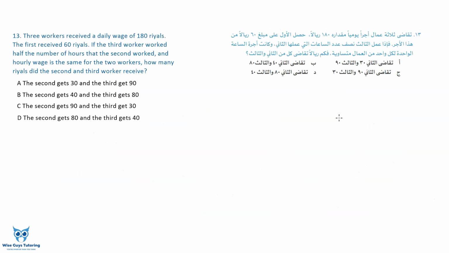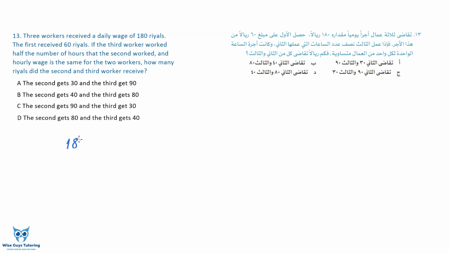This one says 3 workers received a daily wage of 180 riyals. So that's total for the 3. The first received 60 riyals. If the third worker worked half the number of hours that the second worked, and the hourly wage is the same for the 2 workers, how many riyals did the second and third worker receive? So it's pretty wordy, but basically they all received 180 together. We know the first guy received 60 riyals. So how much is left for the other 2?